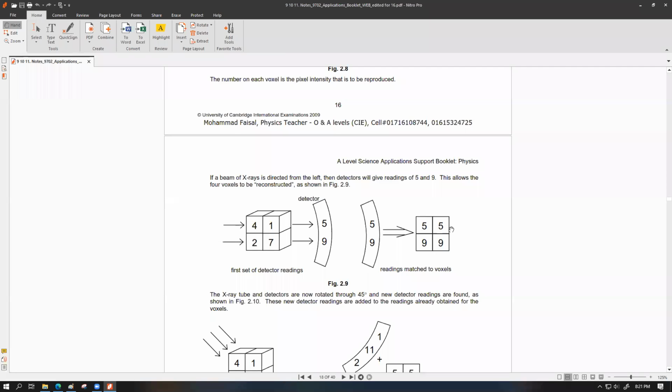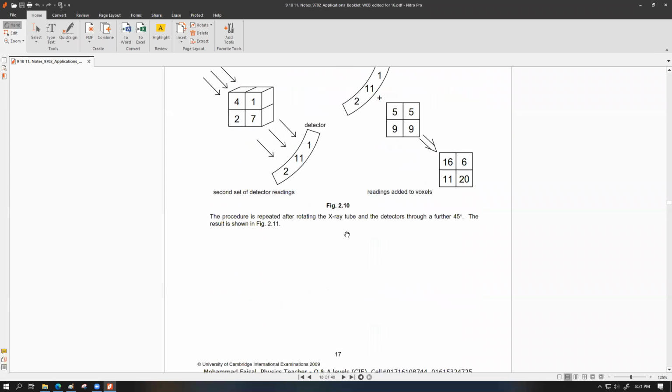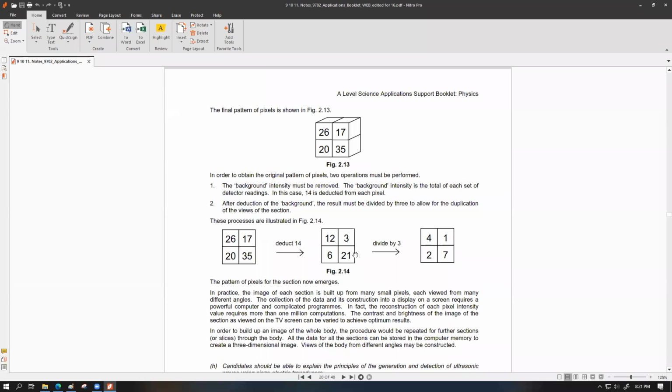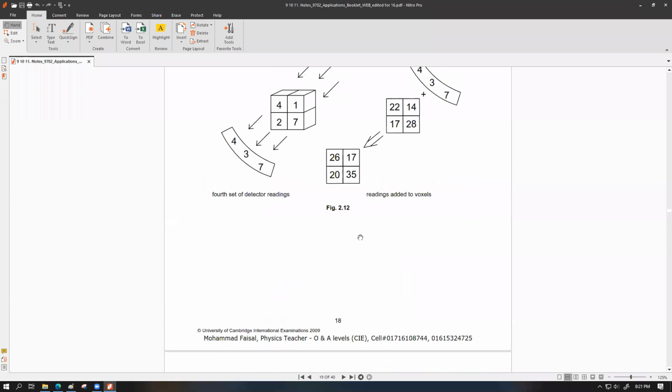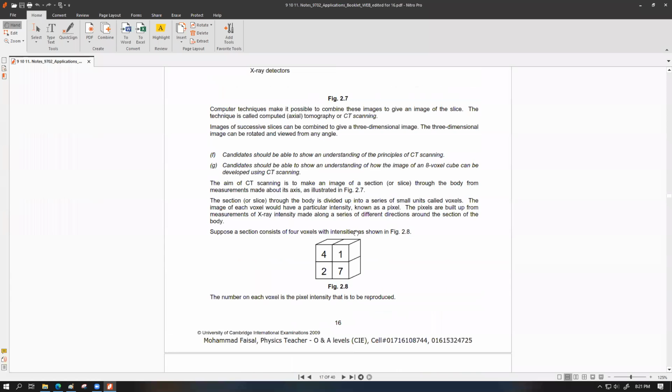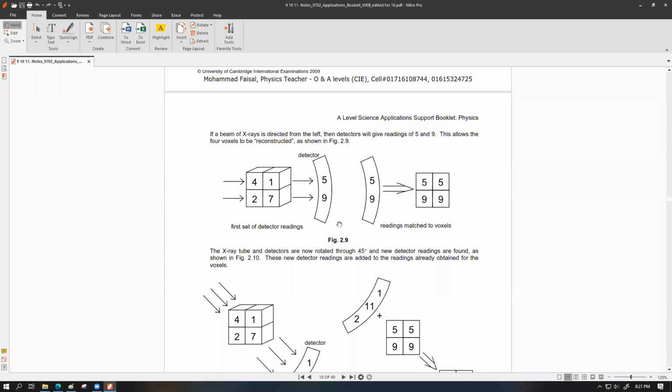This is the part that I want you to understand. If you try to think about it, the total amount of absorption value for these 4 voxels together was 5 plus 9, 14. This is what we call background intensity. The total amount of absorption of the X-ray beams is what we call the background intensity. In this case, after doing the first set of detector readings, the total absorption value from these 4 voxels is 5 plus 9, 14.